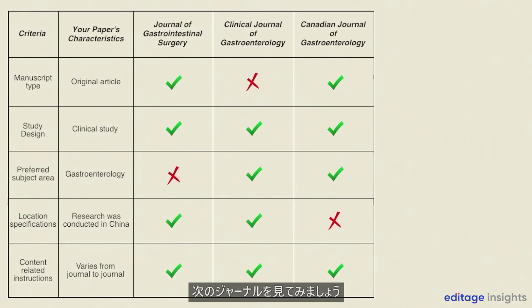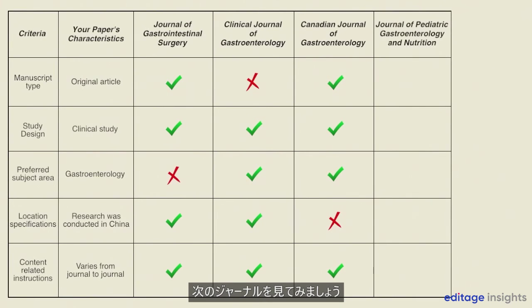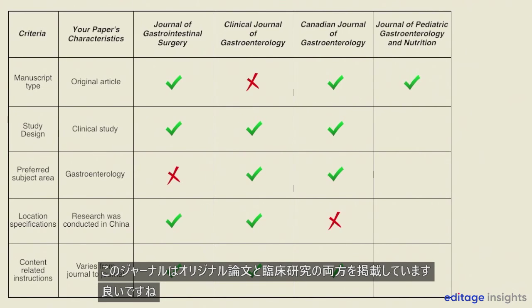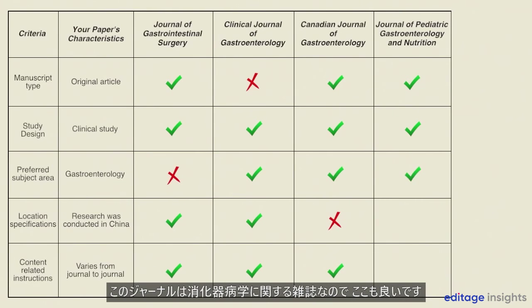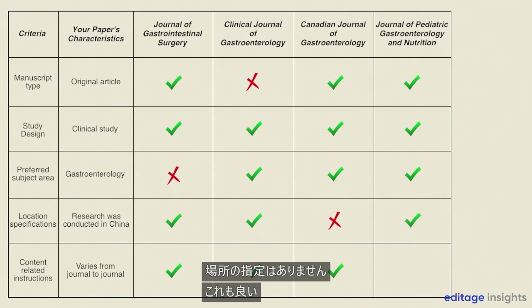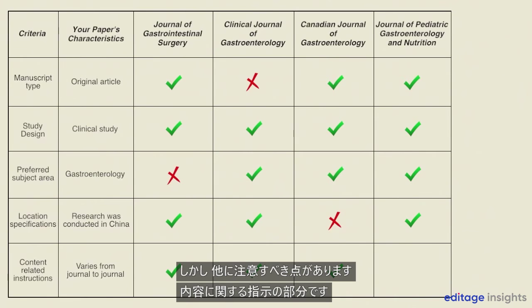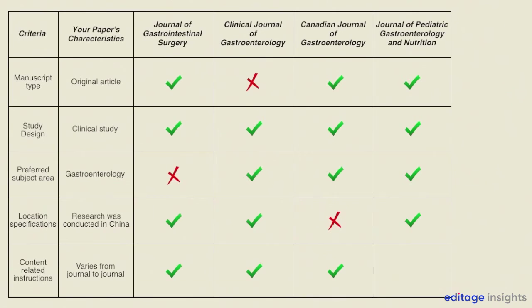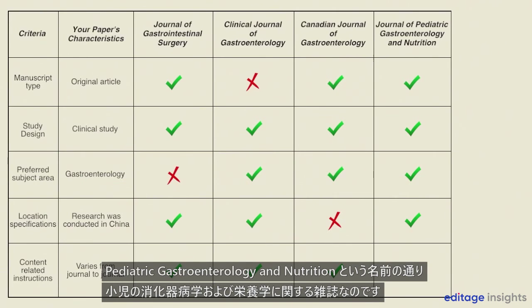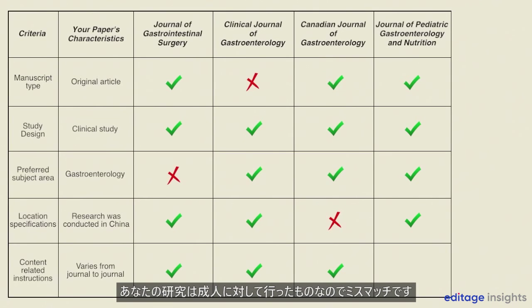Now let's move on and look at another journal, and this is the Journal of Pediatric Gastroenterology and Nutrition. This journal publishes both original research and clinical studies, so that's good. And the preferred subject area is a match. This journal is about gastroenterology, so that's also good. And there are no location specifications, also good. But there is something more to look at, the content-related instructions. Now this journal publishes research done on children. As the name of the journal says, it's about pediatric gastroenterology and nutrition. But your research was done on adults. So this is a mismatch.